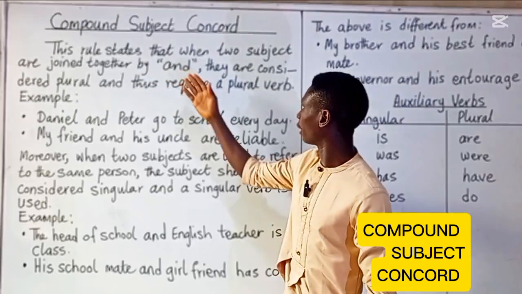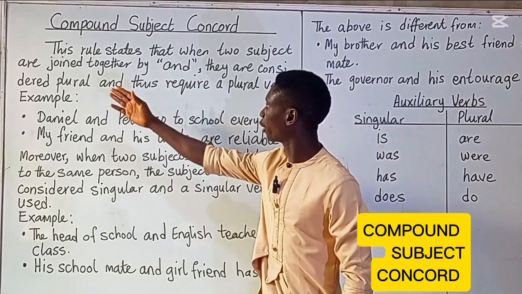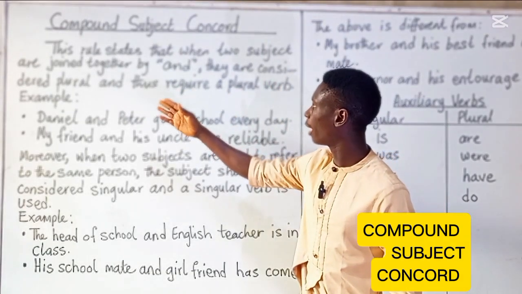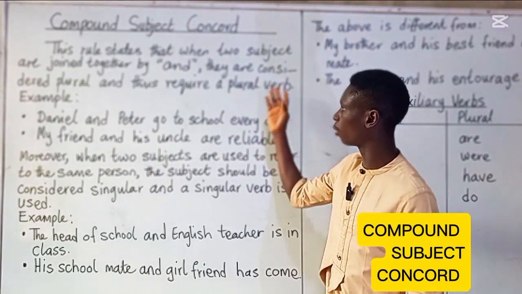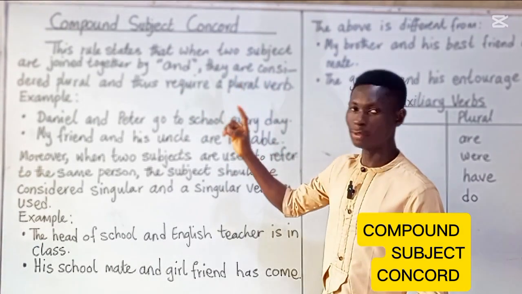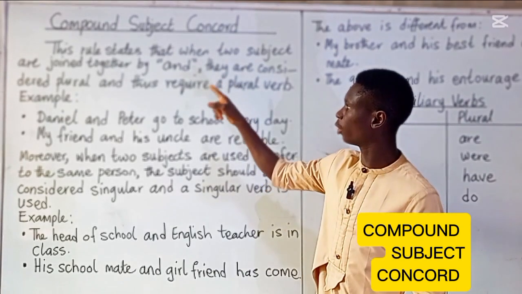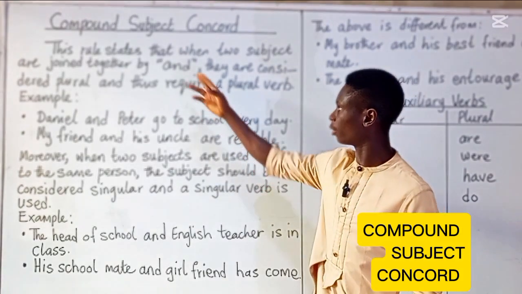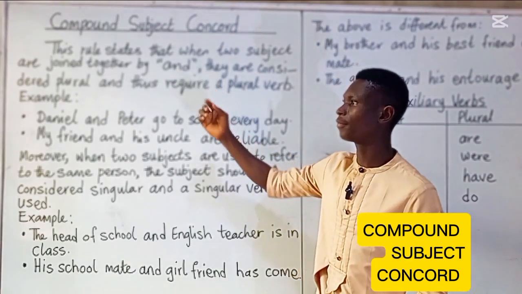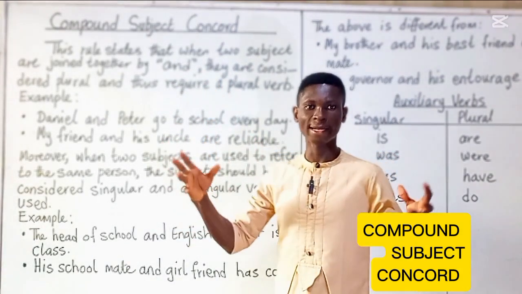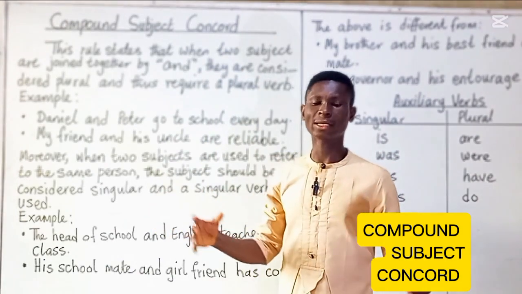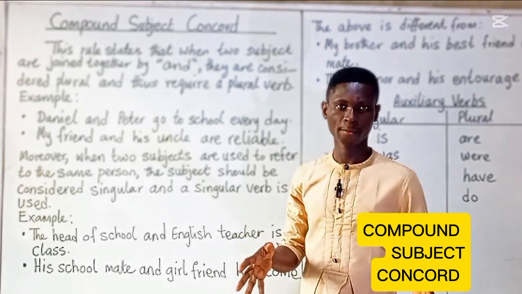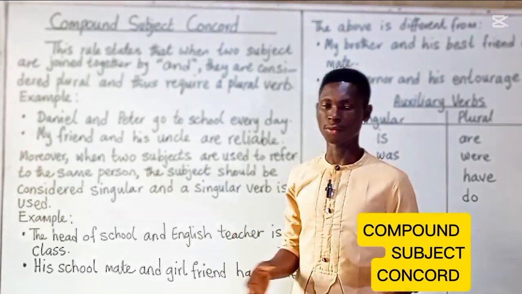This rule states that when two subjects are joined together by and, they are considered plural and thus require a plural verb. The point I would like you to note here is the conjunction that joins these two entities together, the conjunction and. So when you have and in between two nouns, how do we consider that particular noun in terms of number and what kind of verb you'll be attracted?